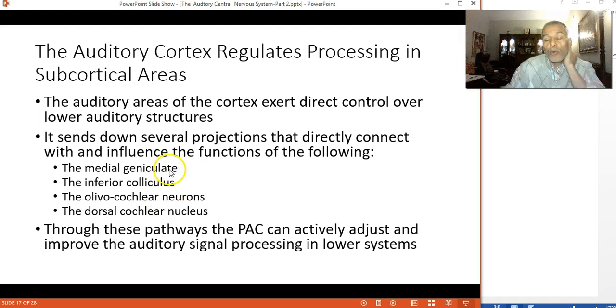If the sound is compromised or weak, and there's a need for more amplification, or there's a lot of noise, then it gives the clue, it tells these areas to muffle noises and to sharpen the sound that is coming, and so on. So to enhance performance.